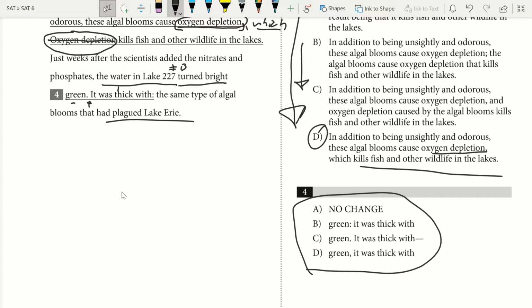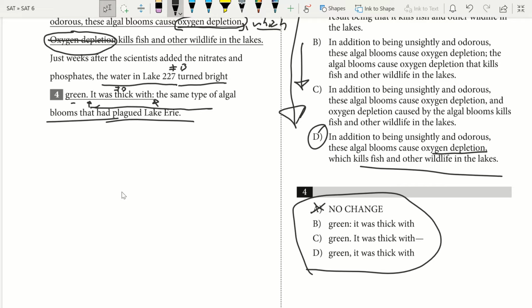Now we have another independent clause. It was thick with the same type of algal blooms that had plagued Lake Erie. Well, we can't have a period and then it was thick with and then a colon, right? Because it was thick with isn't in the independent clause. The independent clause is this whole part here, right? So we can't split it there, so we know no change is out.